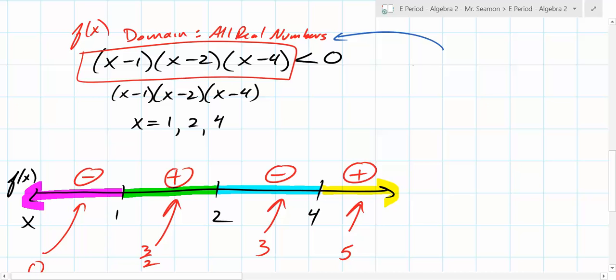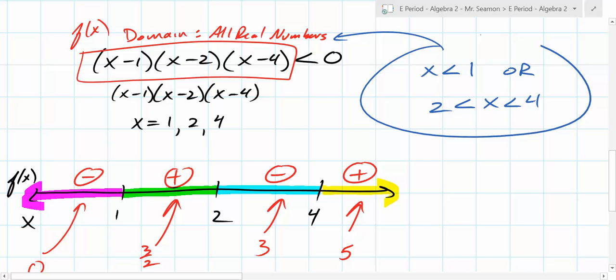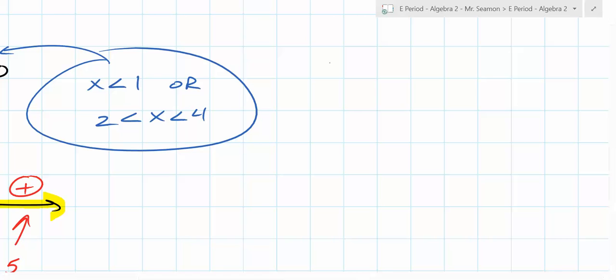Jen. So you could say x is less than 1, or what's the other one? Can someone tell me the other one? What's the other place where it's less than 0? Alex. X is less than 4 and greater than 2. Correct. This right here would be your answer. What's another way you could write that? You could do negative infinity, 1, union what?